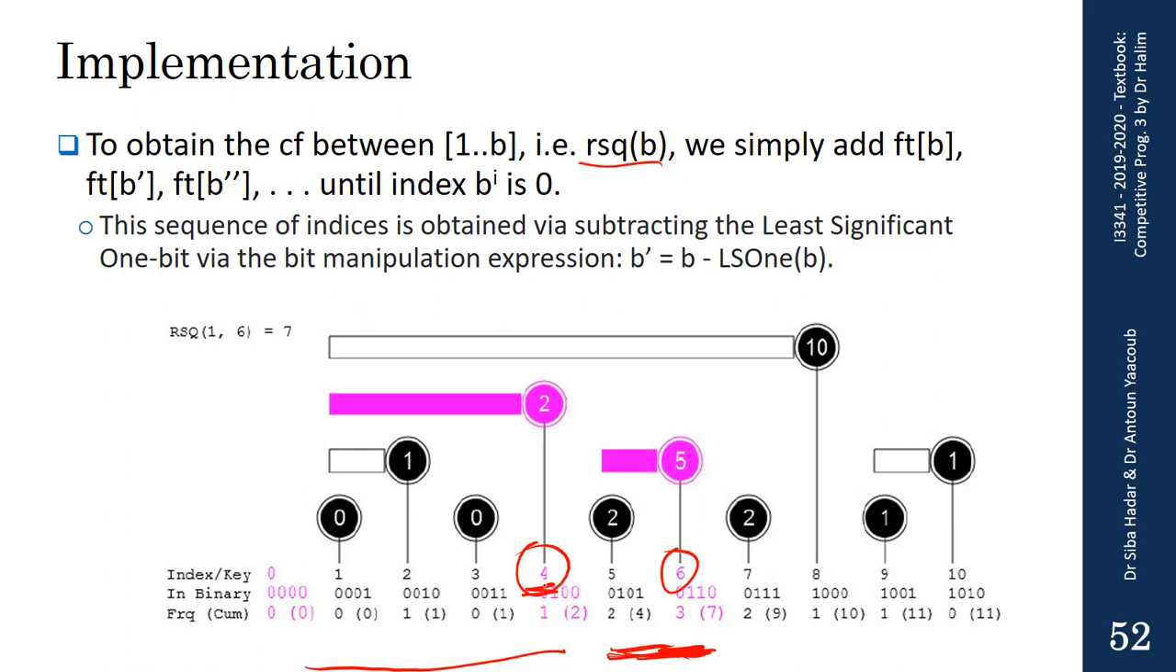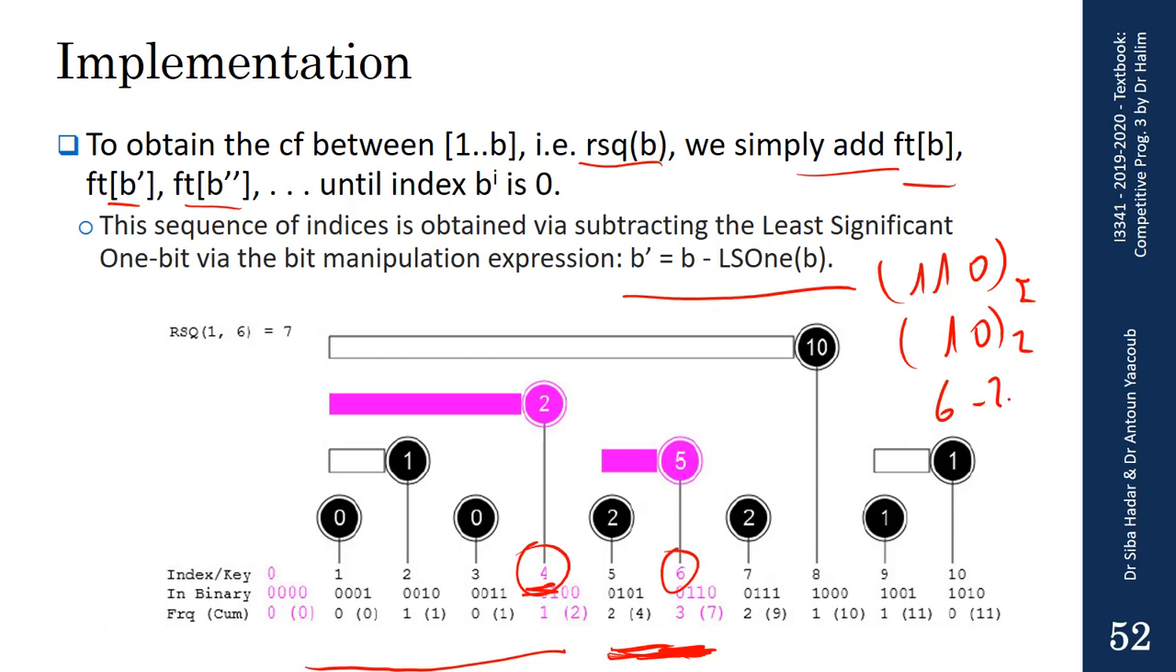So here is the answer. I do multiple summations. So we simply add ft of b prime. How can we calculate those, b prime, b second? At each time I will subtract the least significant one. So 6 is equal to 110 in base 2. What's the least significant one? It is equal to 010, which is equal to 2. So 6 minus 2 would be equal to 4. So whenever I'm calculating ft of 6, I need to sum ft of 6 plus ft of 4 plus, till we reach 0.